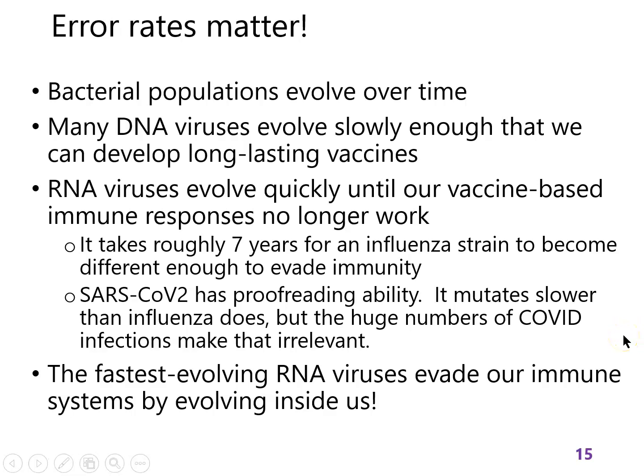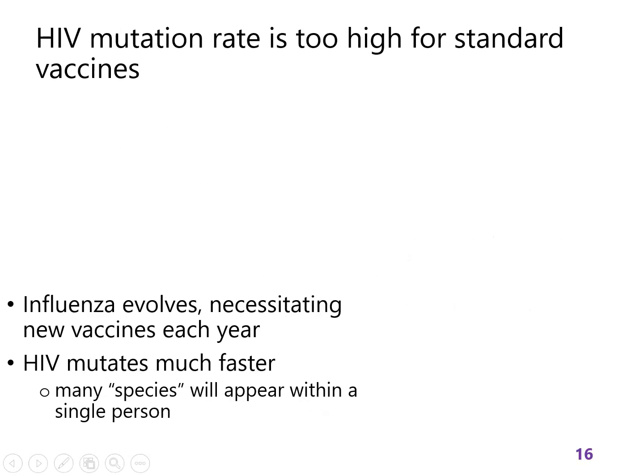Right. And what's even more amazing than SARS-CoV-2 is HIV. HIV is an RNA virus. Well, it's a retrovirus, but RNA that mutates so quickly it can evade our immune system just within one person. So HIV mutates so fast that we can't make an old-fashioned vaccine for it. We can't make the kind of vaccine that we would use for polio or smallpox or even SARS-CoV-2.